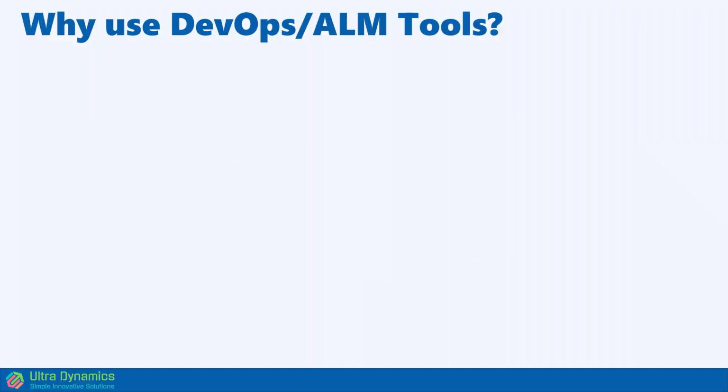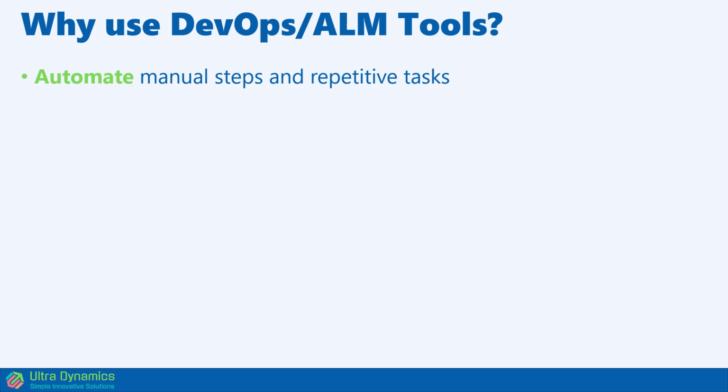So why should you use DevOps and ALM tools on your Power Platform projects? Here are 5 reasons. Number 1 is automation. If you are still doing manual builds and releases, DevOps tools can help you automate these manual and repetitive tasks.